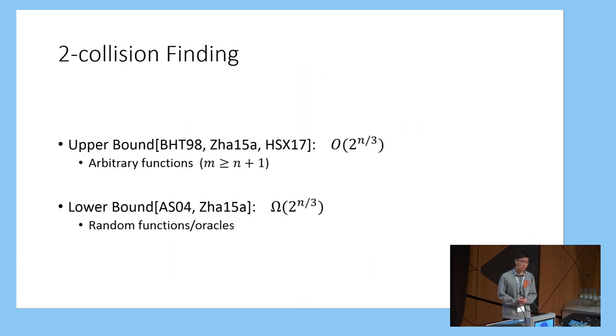Okay, so here are some results for two-collision finding. The upper bound for two-collision finding is 2 to the n over 3. The upper bound is an algorithm that works for arbitrary functions as long as m is greater than n plus 1, which means there are a lot of collisions in the function, just like a 2-to-1 function. The lower bound is also 2 to the n over 3, so it is tight. The lower bound is proven for random functions and random oracles.